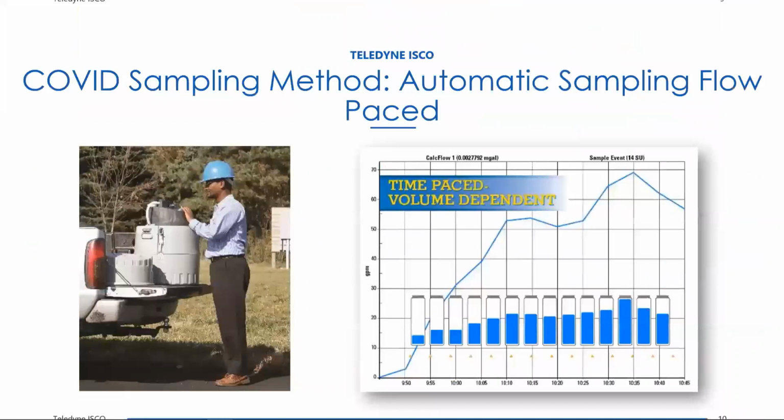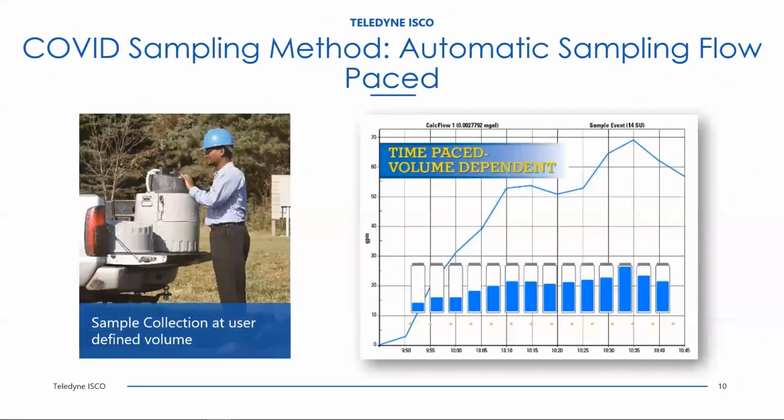Another method is to take time-based samples, but adjust the volume that is delivered to that bottle based upon flow information that has been monitored and collected over that time interval when that sample is being collected, or at the moment in time when the sample is being collected. This would be time-paced, volume-dependent flow sampling.